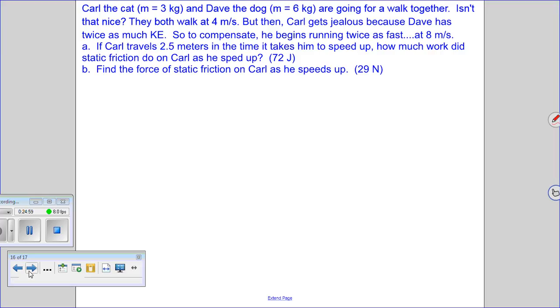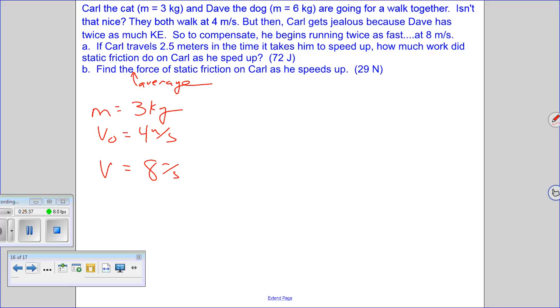Carl the cat has a mass of 3 kilograms. They're going for a walk. They walk at 4 meters a second. Carl speeds up to 8 meters a second. He travels 2.5 meters in the time it takes. How much work did static friction do? And then you're finding, I probably should have written, the average force of static friction as he speeds up. Okay, so here's what we know. Dave has nothing to do with the problem. So the mass of our cat is 3 kilograms. His initial velocity is 4 meters a second, and then he's going to speed up to a final velocity of 8 meters a second.